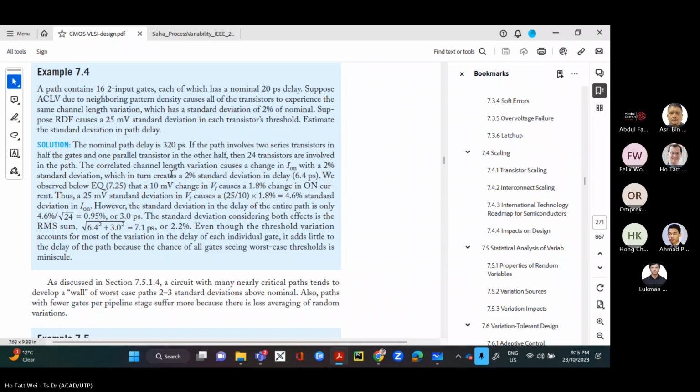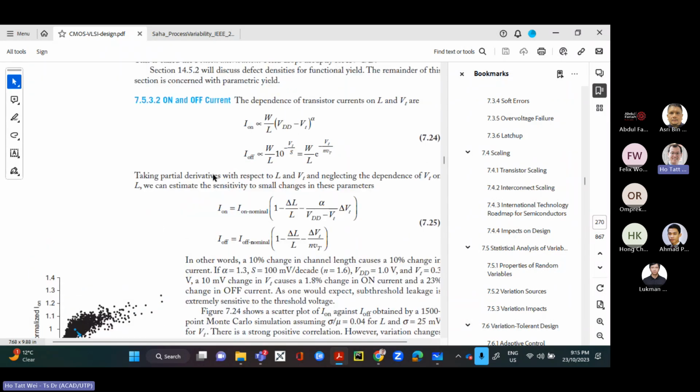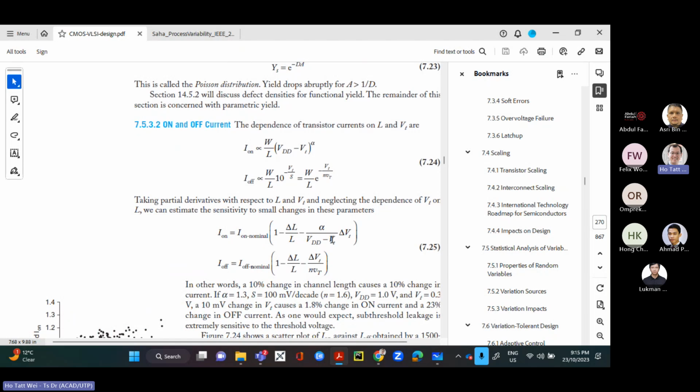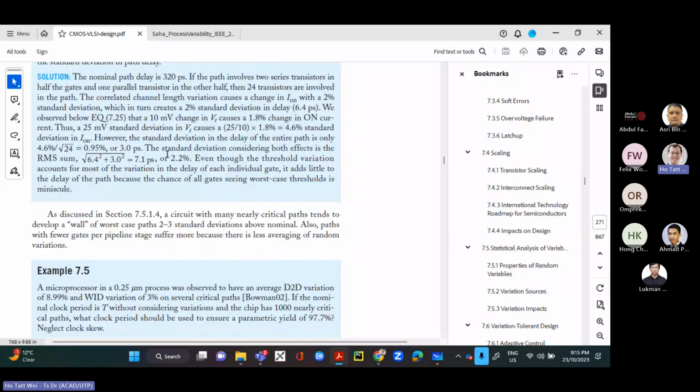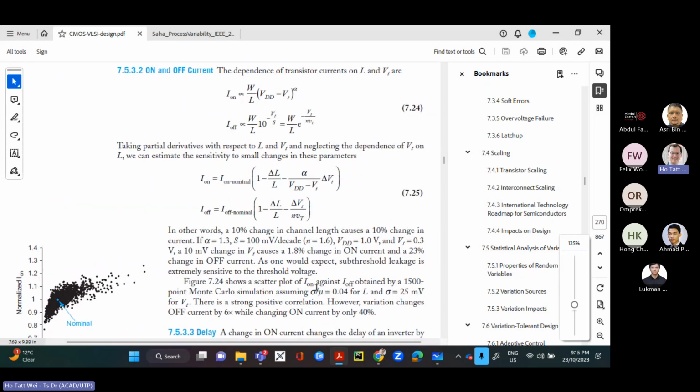So let's now look at this threshold voltage change first, right? Because it's a little bit easier to see. A 10 millivolt change in VTH causes 1.6 change. Okay, they're using the same parameters as earlier, alpha equals 1.3, S equals 100 millivolt per decade, so N equals 1.6.